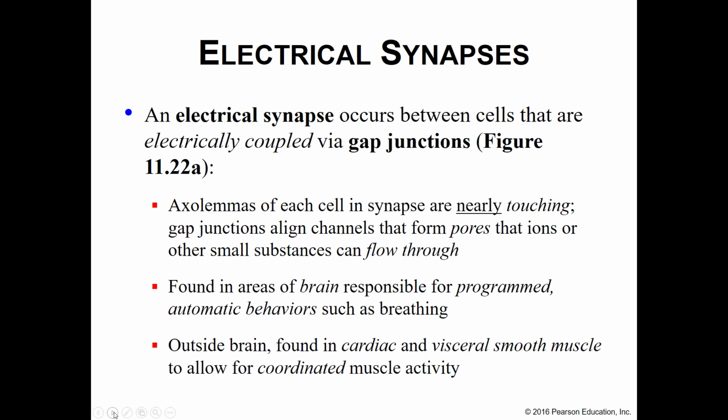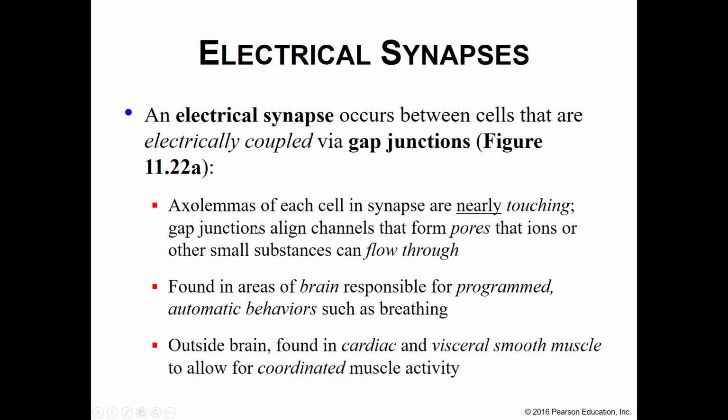With an electrical synapse, these are coupled via gap junctions, so they are actually physically linked. Remember, with our chemical synapses, we always have that gap between the axon terminal and the postsynaptic neuron, or it can be a gland or a muscle. And so there's always that slight gap or synaptic cleft between the chemical synapses. But with the electrical synapses, they're actually physically connected via gap junctions, so they're still not touching, but they are connected via the gap junctions.